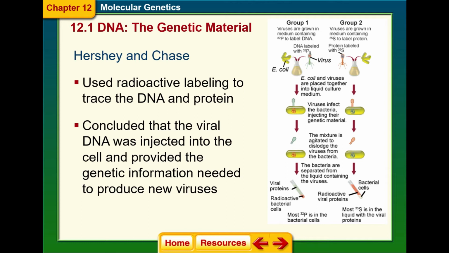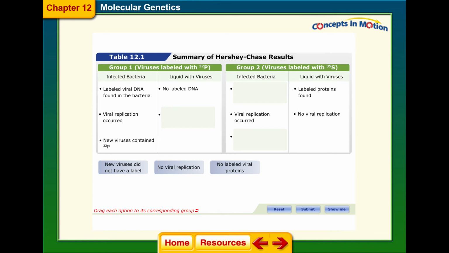The test tubes with the 32P labeled DNA only had bacteria cells that were radioactive, meaning that the radioactive labels had been transferred, along with the viral DNA, from the viruses to the bacteria. In the other test tubes, the ones with the 35S labeled viral proteins, radioactivity was only found in the liquid containing the viruses and not in the bacteria. This meant that the proteins were not transferred from the virus to the bacteria. This showed that DNA, which was injected from the virus into the bacteria, was what provided the genetic information needed to produce more viruses. This slide provides a summary of all of the different data from that previous experiment.